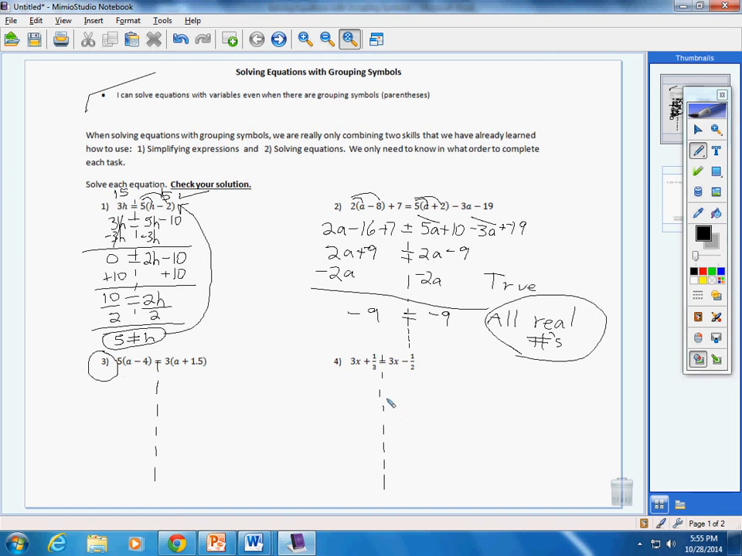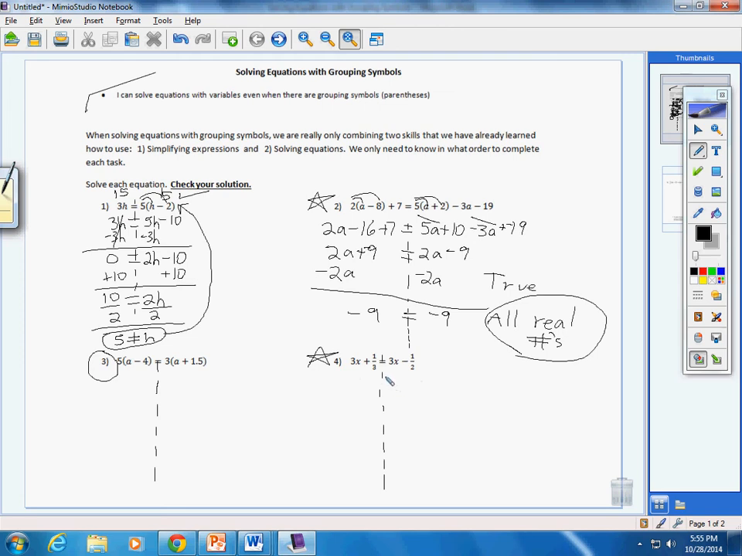Number 4, let's move on here. This is another interesting one, so pay close attention. So here we do have fractions, but there's nothing to distribute, so we're going to skip step 1. Step 2 says remove any parentheses, as well as step 3. We don't have any, so we're going to skip steps 2 and 3. Step 4, combine like terms. Don't have any.